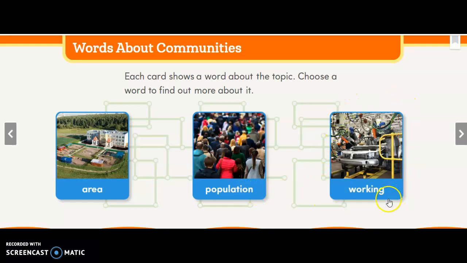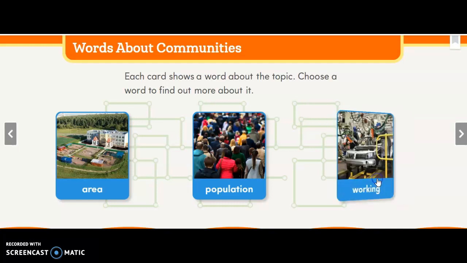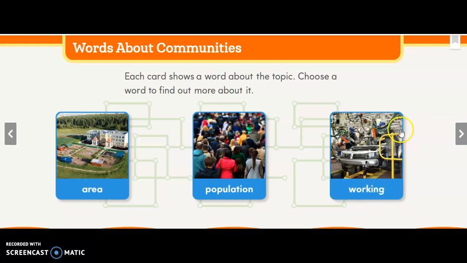The last word we're going to talk about is the word working. Working is, if you are working, you are doing a job. If you are working, you are doing a job. Think of jobs that you know about and how people do those jobs. Do your parents have jobs? Are they working?